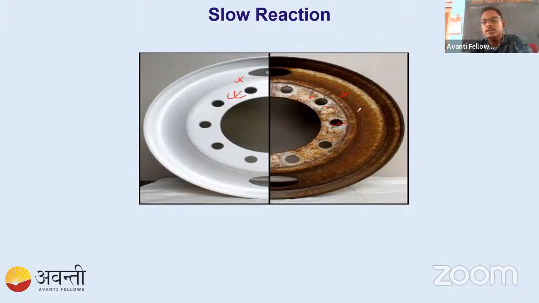So this rusting process, if you see it changing from this to this, it takes too long a time. That is why this is called a slow reaction. The rate of reaction is very slow, very small. It takes too long, but whatever the change you see, that is small. So that is a slow reaction.